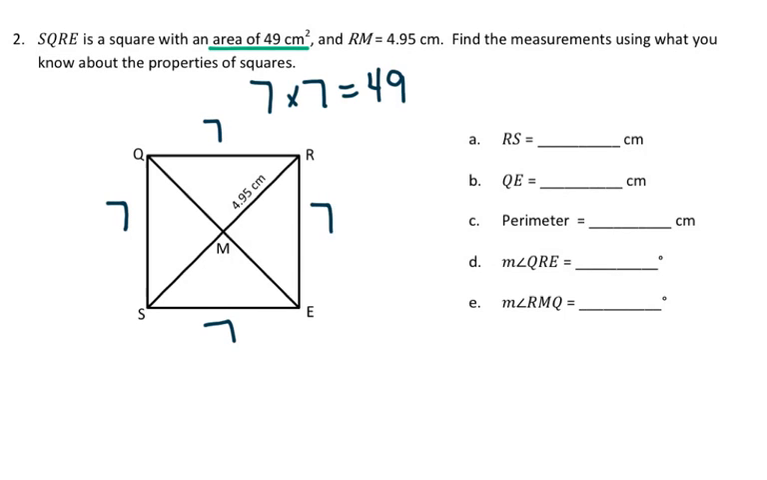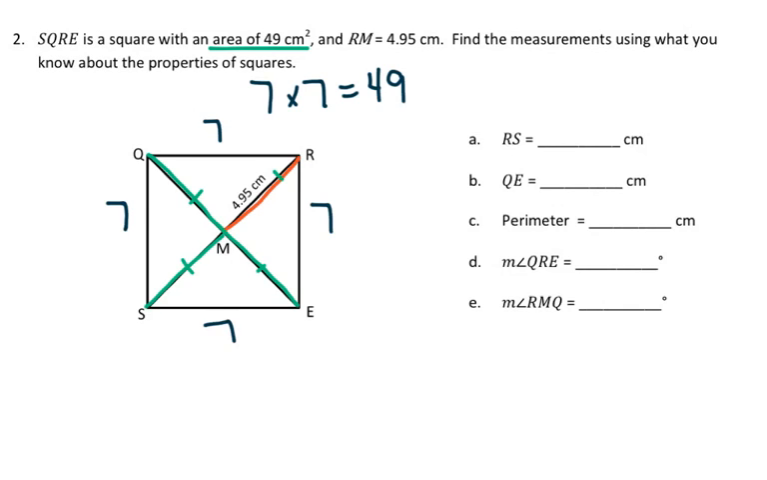Okay, and the diagonals in the square intersect in the center. So this section right here, MR, is the same length as SM. So those two are congruent, and QM and ME are also congruent to that. So all of those measurements are 4 and 95 hundredths of a centimeter.